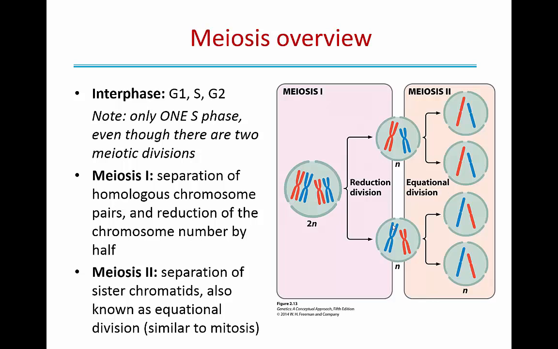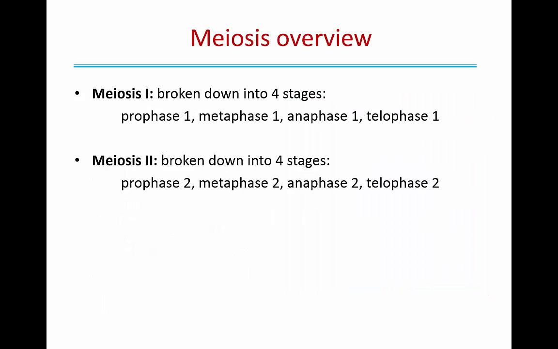Meiosis II is very, very similar to mitosis. So here, those pairs of sisters will just line up on the equator of the cell, and the sisters will separate from each other. Meiosis II is also called the equational division, and in this particular division, you do not decrease the number of chromosomes per cell. In this particular figure, you started out with 2 chromosomes per cell, and you ended up with 2 chromosomes per cell. Meiosis I is broken down into the 4 stages, prophase, metaphase, anaphase, telophase, as is meiosis II.